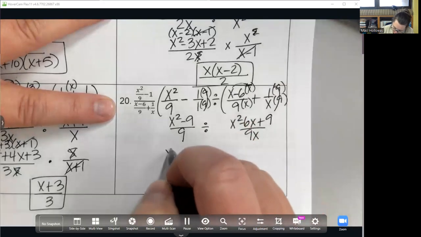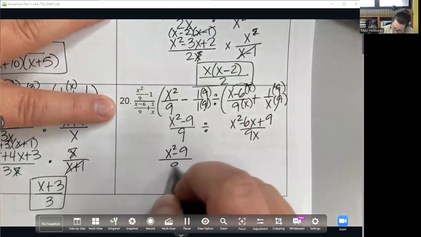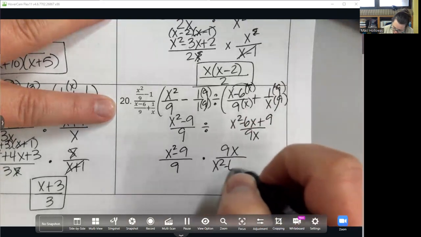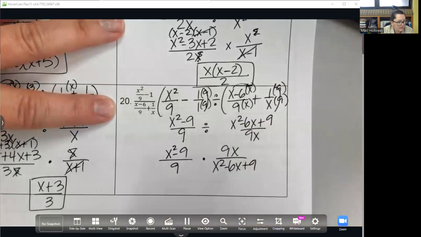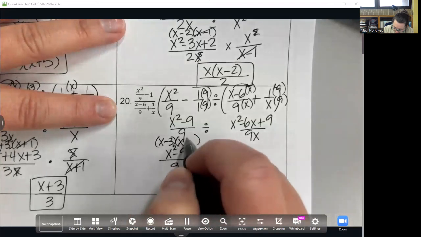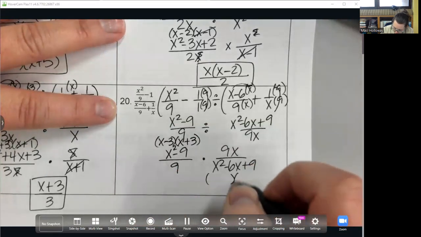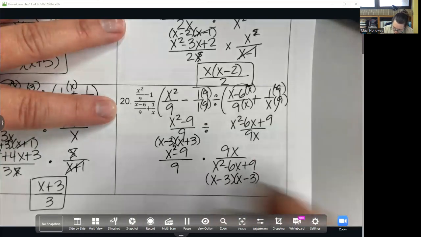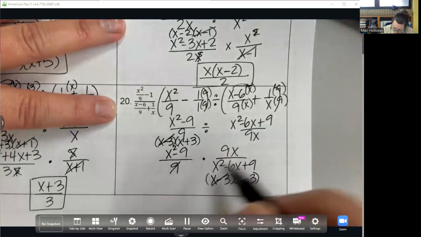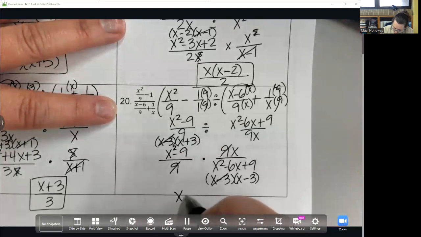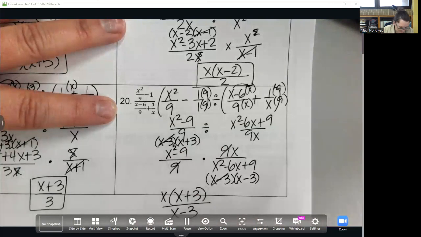All right, let's flip and multiply. This is x squared minus 9 over 9 times 9x divided by x squared minus 6x plus 9. All right, let's see if we can factor. This is a difference of 2 squares. I immediately see that. So we know it's x minus 3 times x plus 3. This one, what multiplies to get 9 and adds to get negative 6? Negative 3 and negative 3. So let's cancel. We can cancel the 9s here. That's good. All right, so let's see what we have on top. We have x plus 3 and an x, and we have x minus 3 on the bottom.